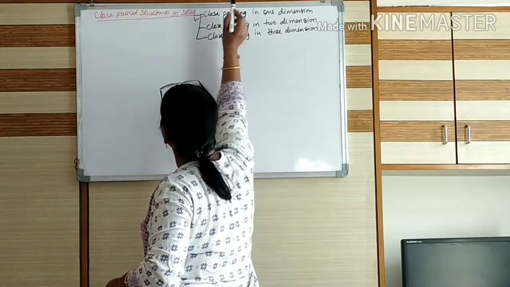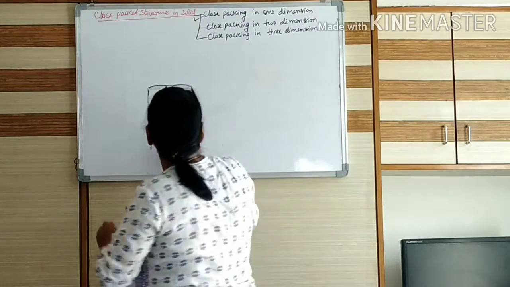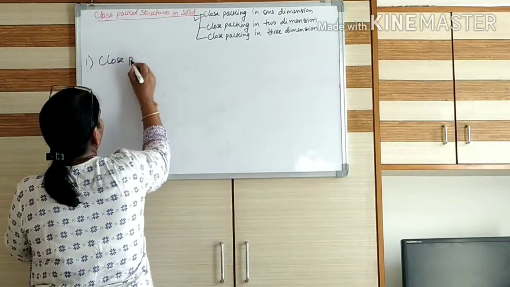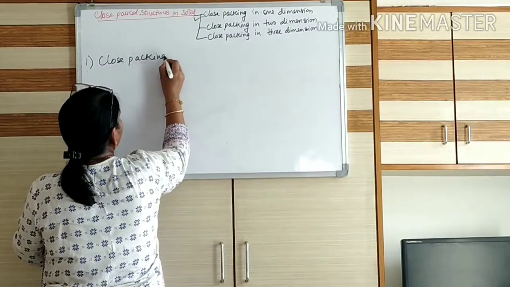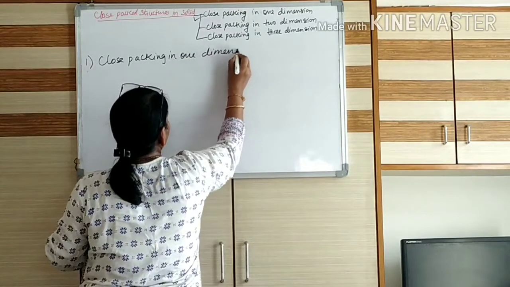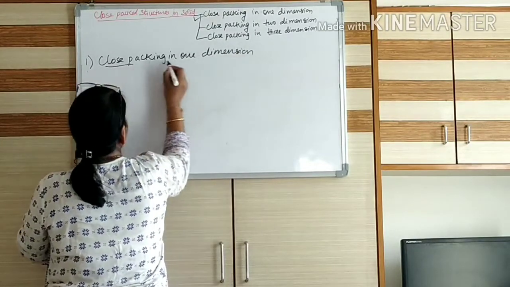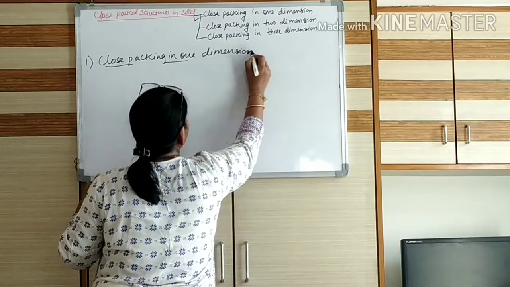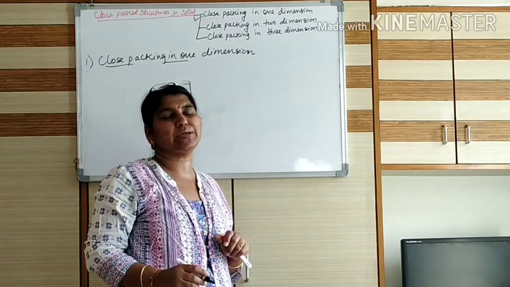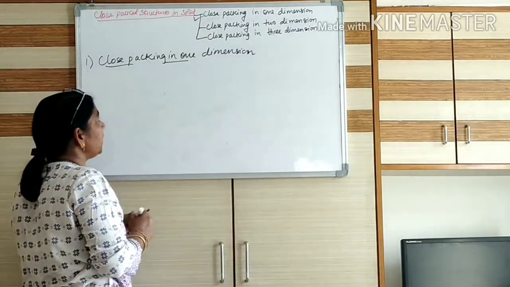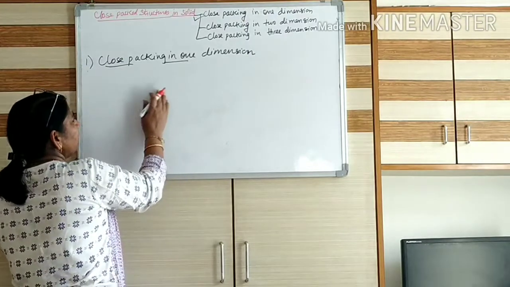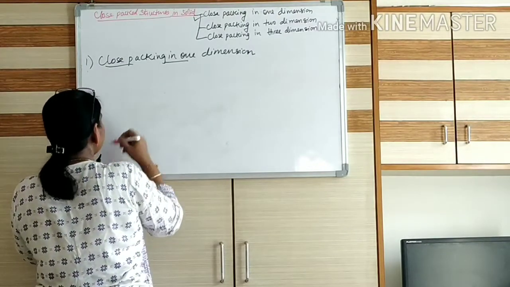So first we will take close packing in 1 dimension. Children, you have already studied what is close packing in 1 dimension. Once again we will go through it. There is only one way to arrange the spheres or the atoms in 1 dimension. Have a look how they are arranged.